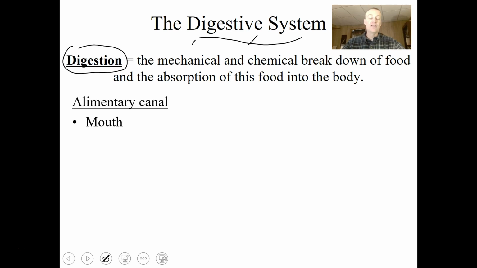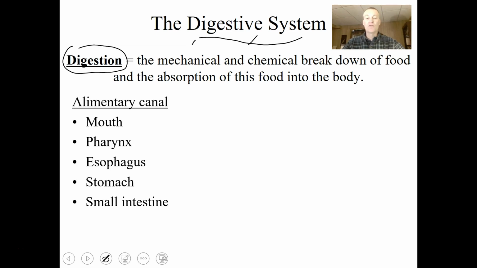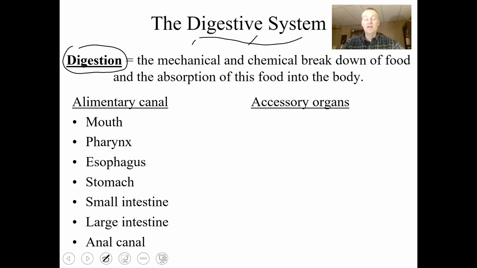And like I said, it starts at the mouth. It includes the pharynx, which is the back of your throat. It includes the esophagus, the stomach, all the portions of the small intestine. We'll talk about there's three portions of the small intestine, all the portions of the large intestine, and eventually the rectum and then anal canal. Now, all along the way of this tube, there are going to be glands and organs that are going to be accessory to the jobs of the parts of the alimentary canal.